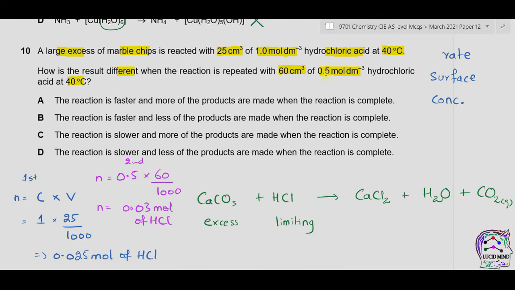Now as we can see, we have less concentration of HCl in the second experiment as compared to the first one. So therefore now the reaction will be slower. So it is either C or D.